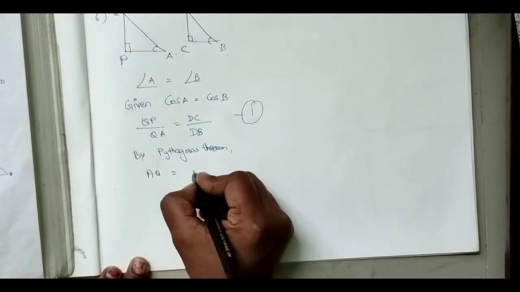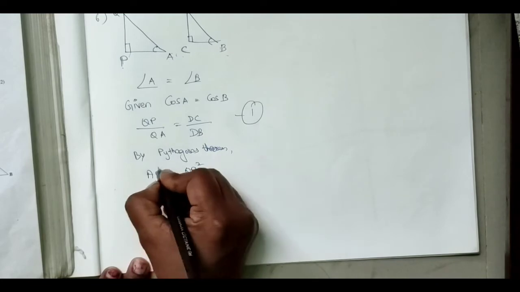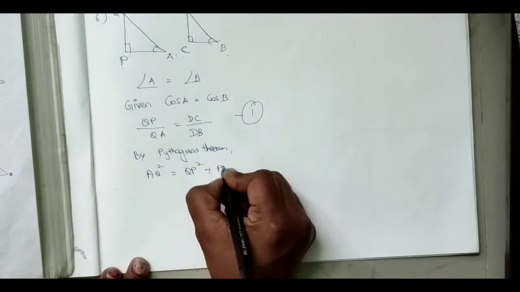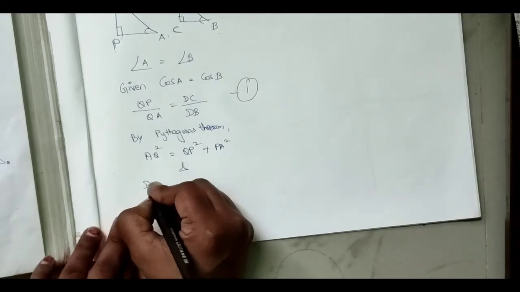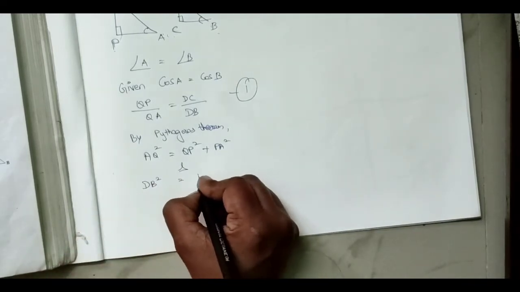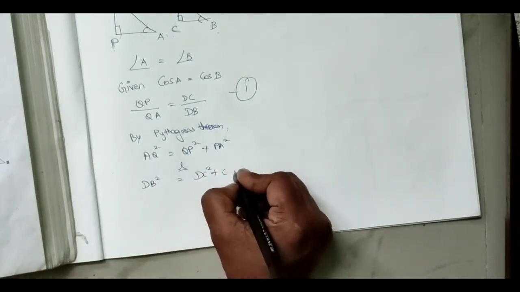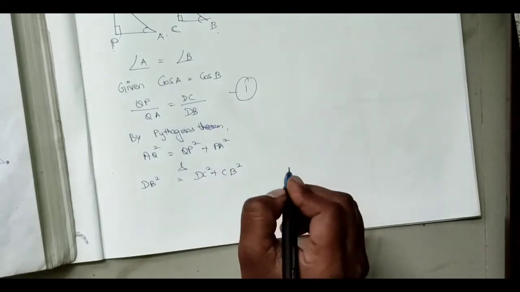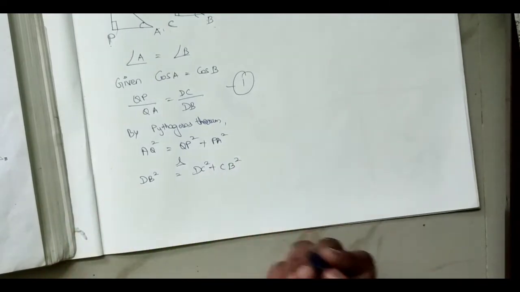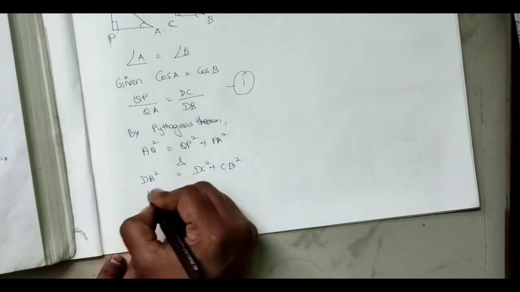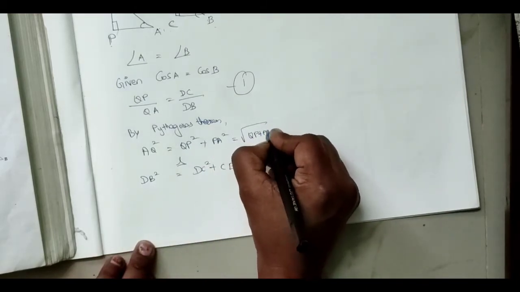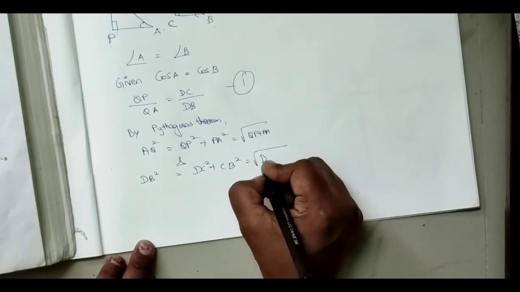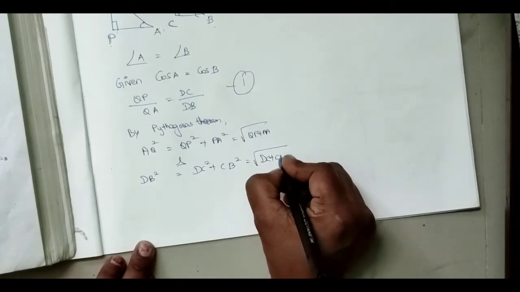AQ squared equals QP squared plus PA squared, and DB squared equals DC squared plus CB squared. So it's going to be root of QP squared plus PA squared, and this is going to be root of DC squared plus CB squared.